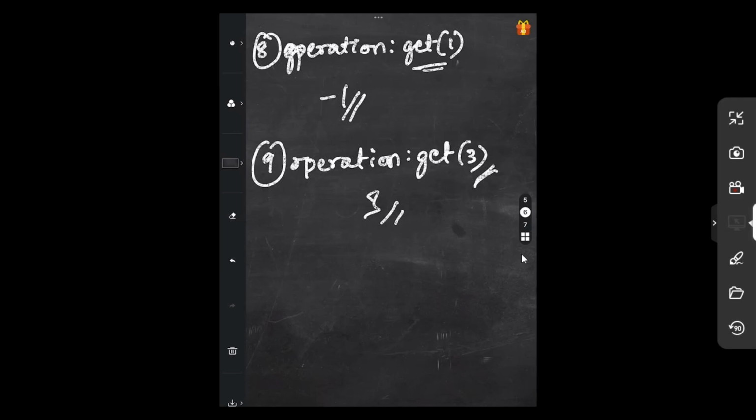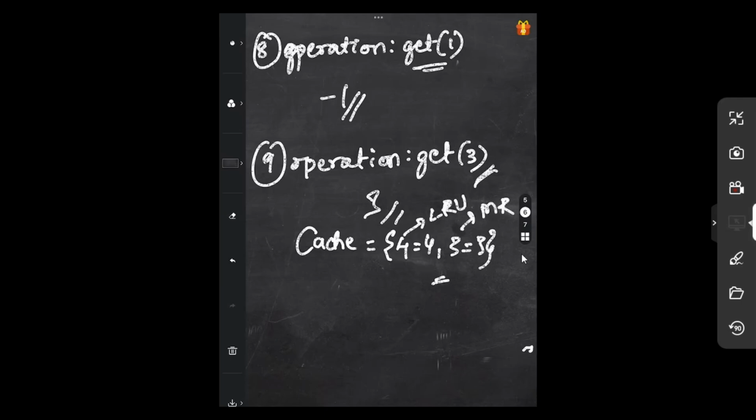We are marking 3 as recently used by reinserting it. Now the cache will be 4 equals 4 and 3 equals 3 here. Now 3 is the most recently used and 4 will be the least recently used. We are dealing with least recently used cache, right? So now the output will be quite obviously 3.